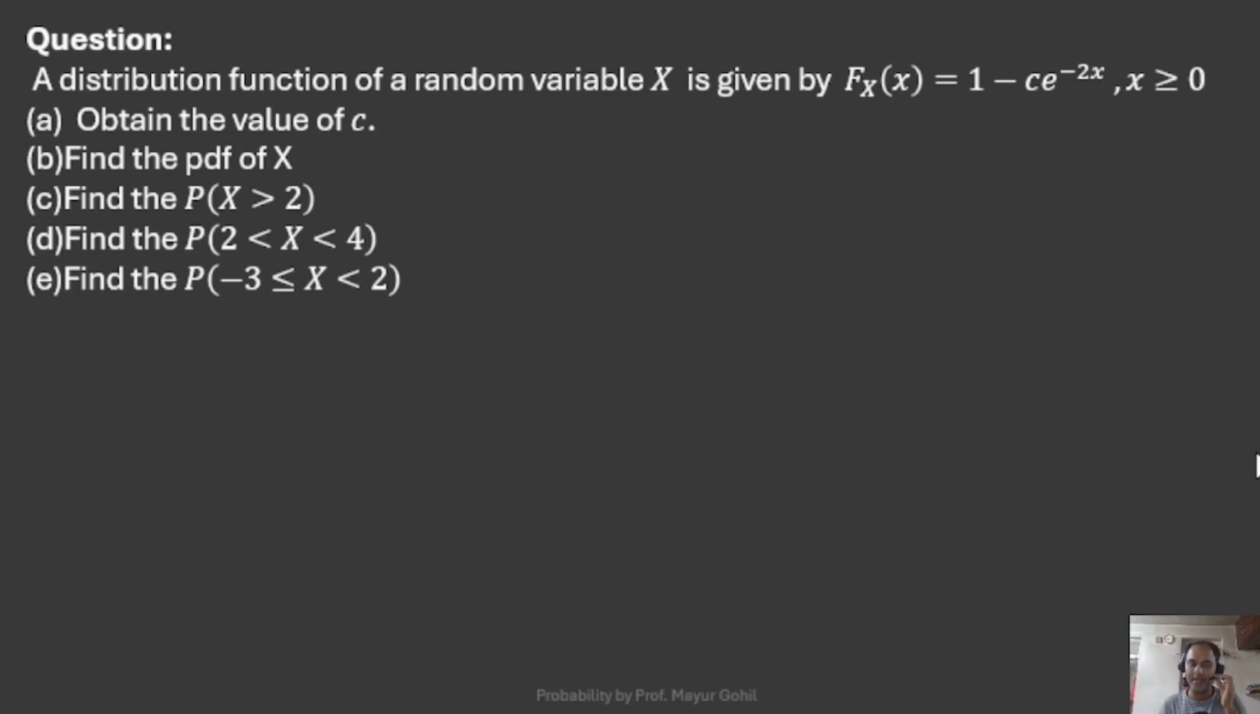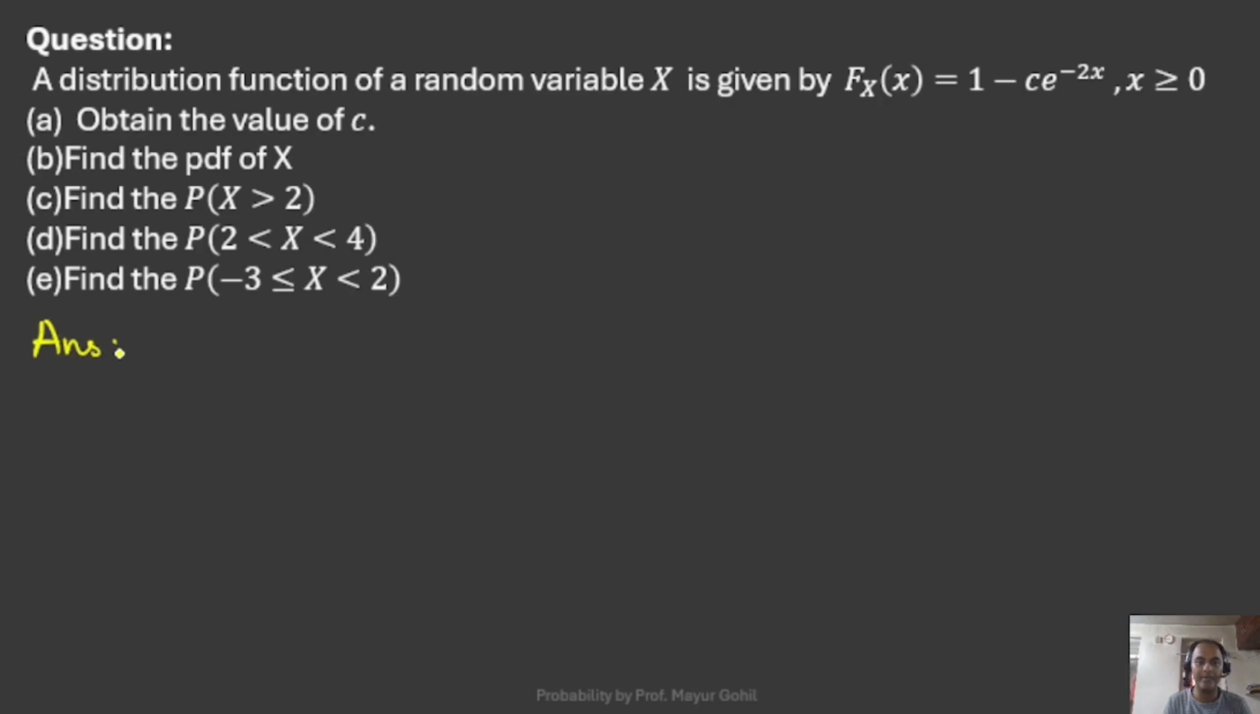In this video lecture, I shall be dealing with the question that you see on your screen. The question says that we are given a distribution function of a random variable x, which is capital F of x equals 1 minus c times e to the power minus 2x, and x is greater than or equal to 0. We are asked to find the value of c, the PDF, and the probabilities which are given over certain intervals. Now let us handle this question and understand how to solve such kind of questions.